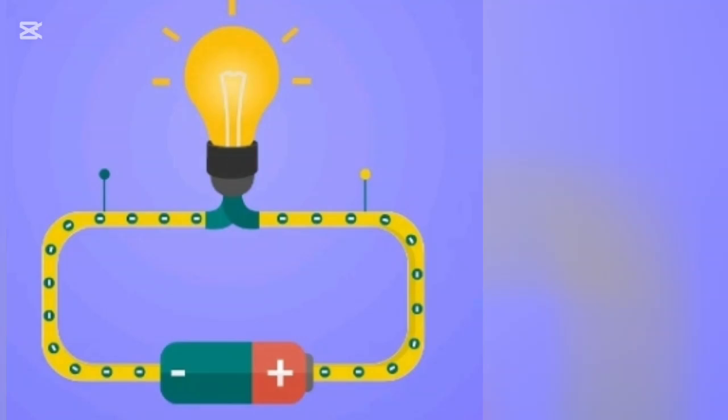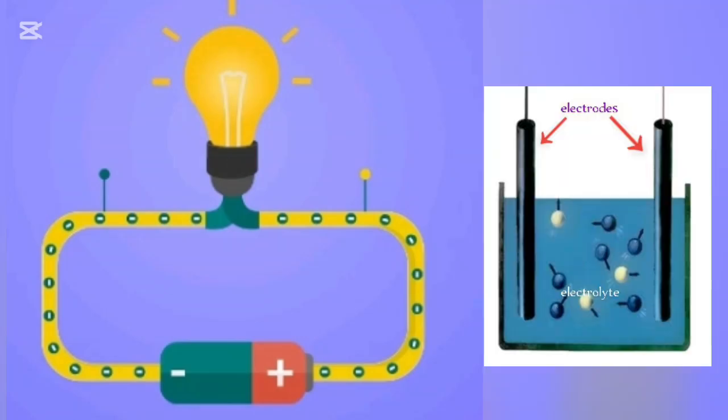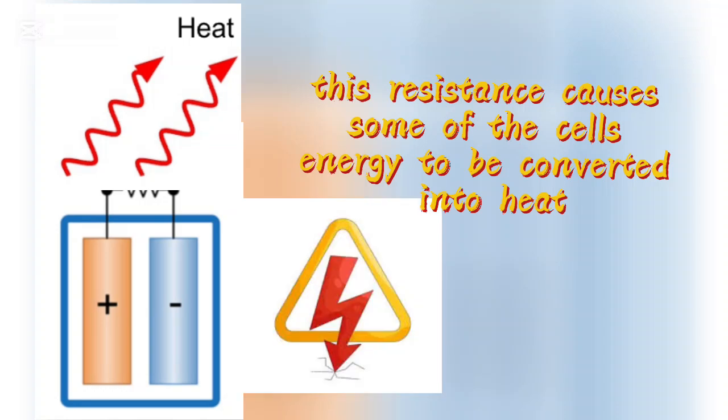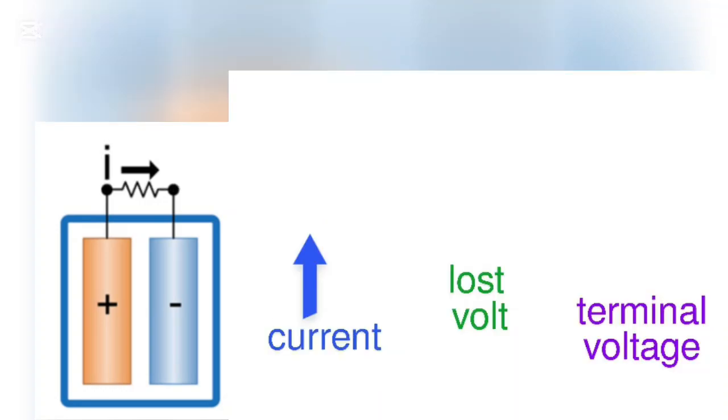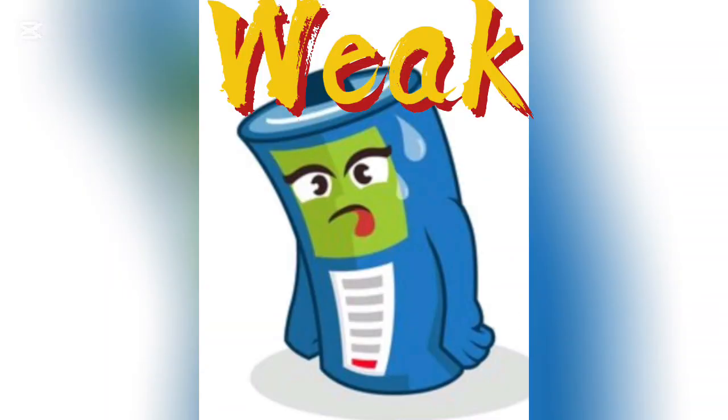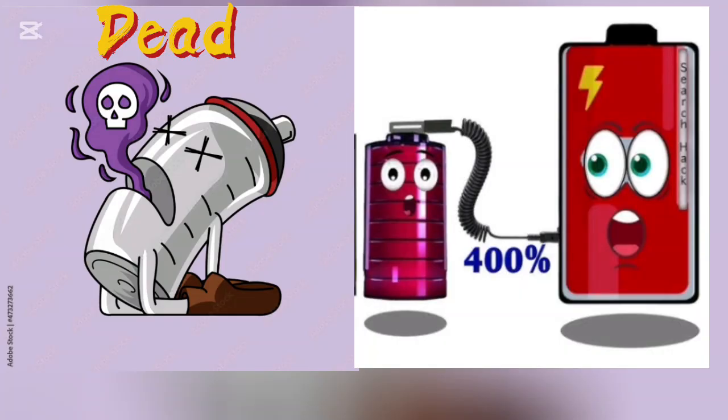When a current flows through the cell, the electrolyte and the electrode resist the flow of current. This resistance causes some of the cell's energy to be converted into heat, reducing the voltage available at the terminals. As the current increases, the lost voltage increases and the terminal voltage decreases. This is why a battery may seem weak or dead when supplying a heavy load.